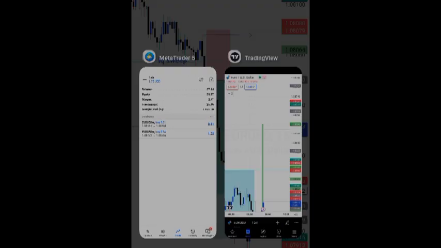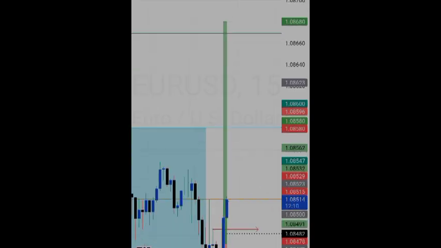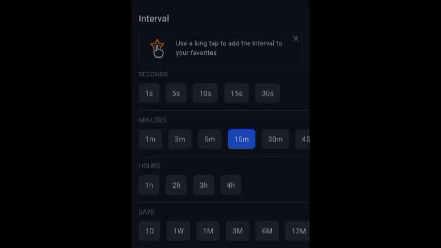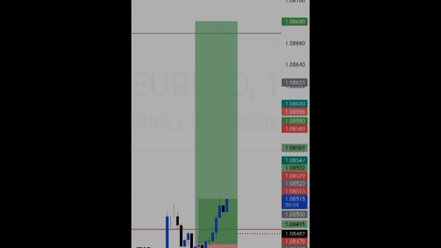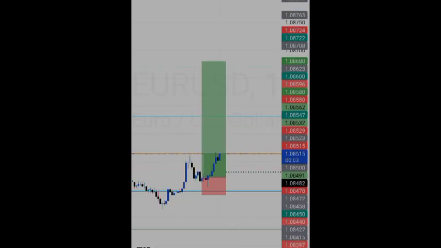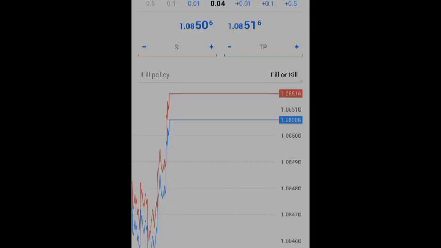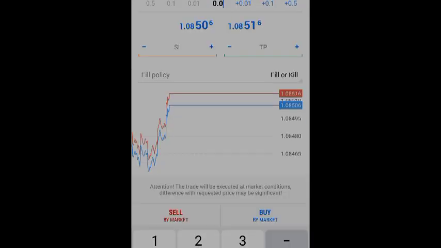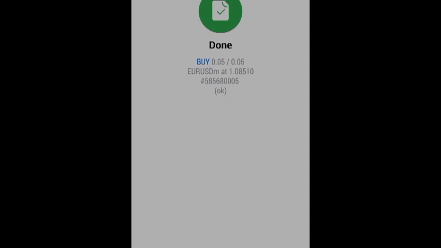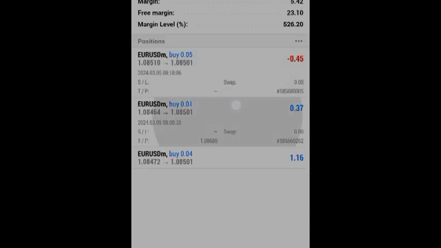Let me see what I can see for re-entry. This is my model, 1 minute. So this is one lot size. Oh, it has moved.